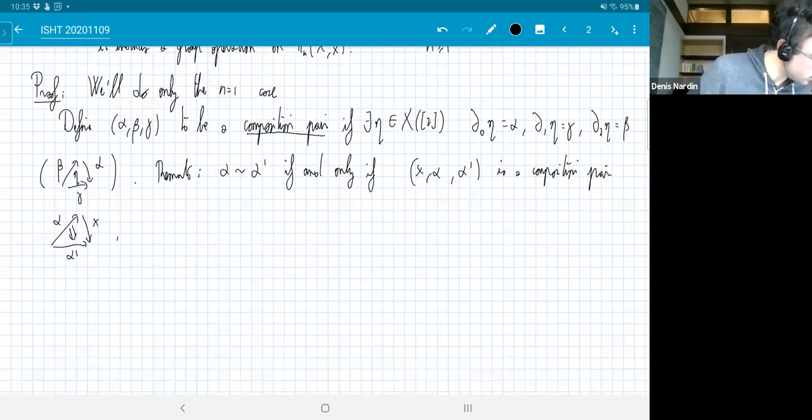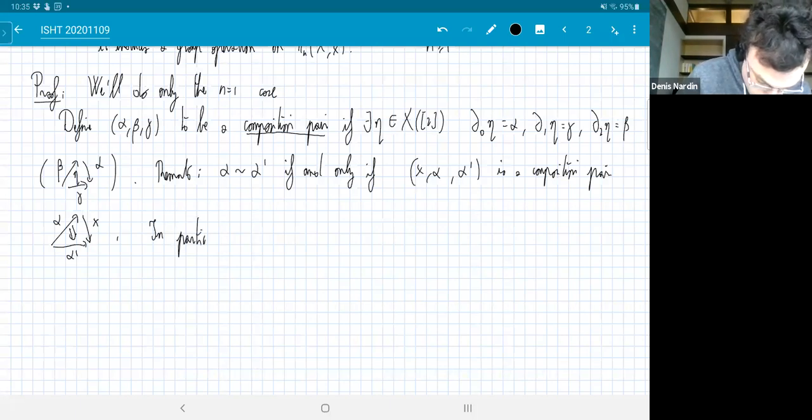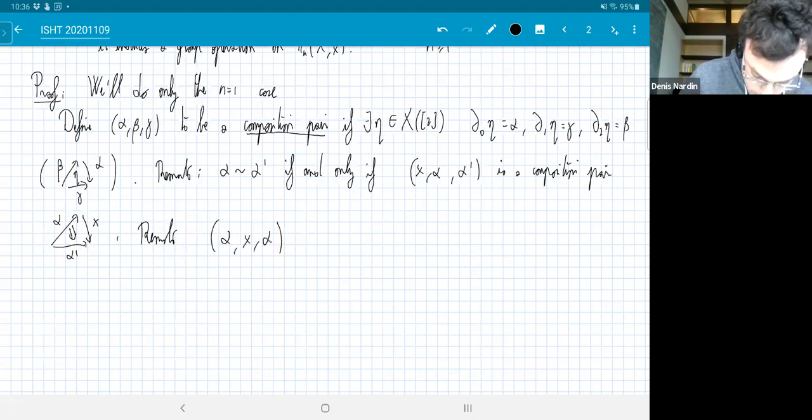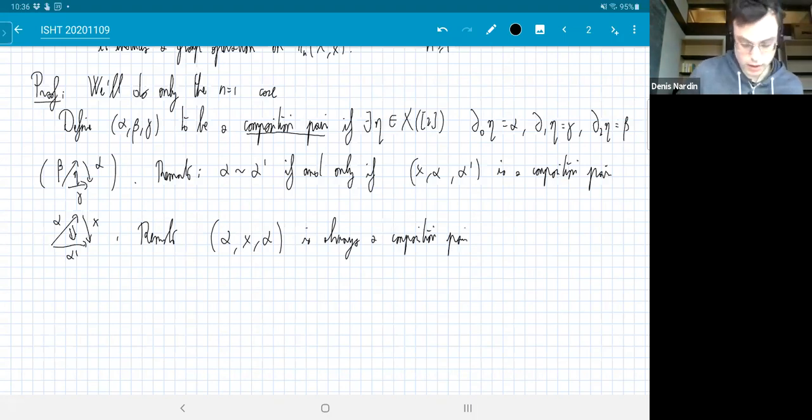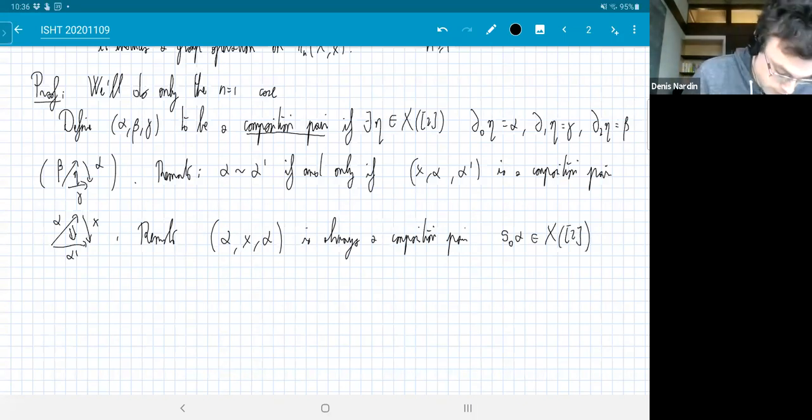So now the observation is the following. Oh, and also the other remark, in particular, another remark that's saying that alpha x alpha is always a composition pair. Because you can take S0 alpha as a two simplex. It's doing this thing.